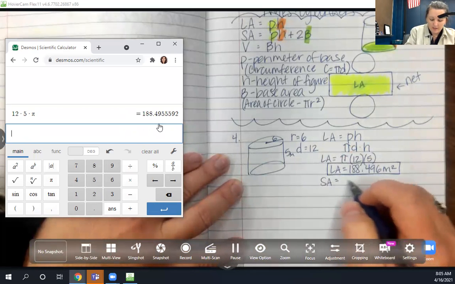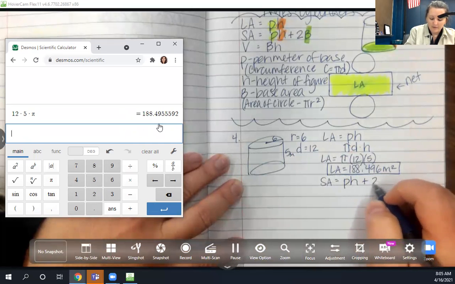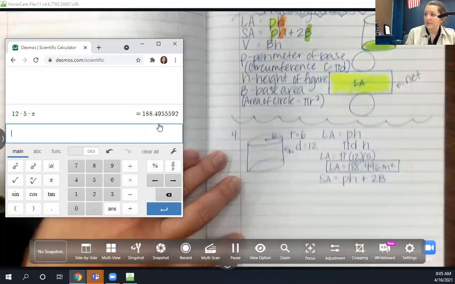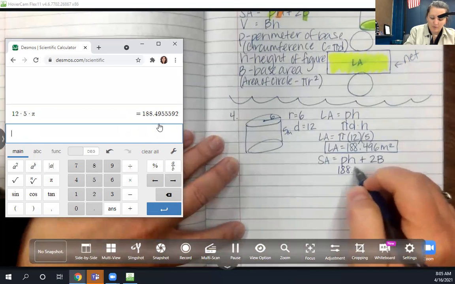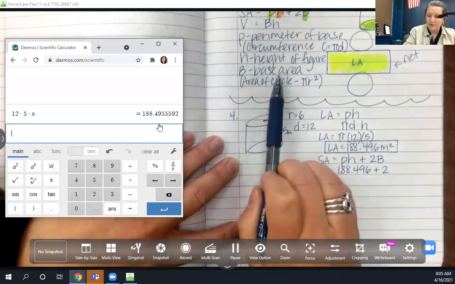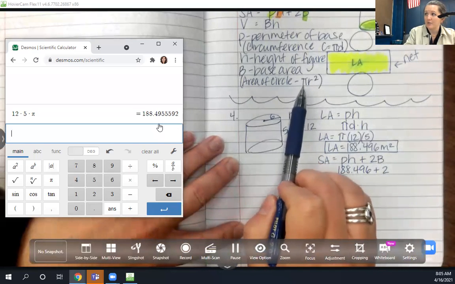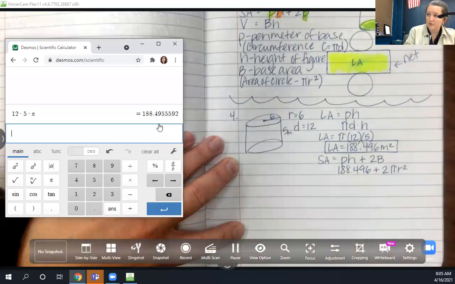Right, surface area is your lateral area plus twice your bases, or perimeter times your height plus twice your base area. So let's see. I already found that, 188.496, and I'm going to add my two base areas. Well, base area for this is the area of a circle, pi r squared. 2 times pi r squared.